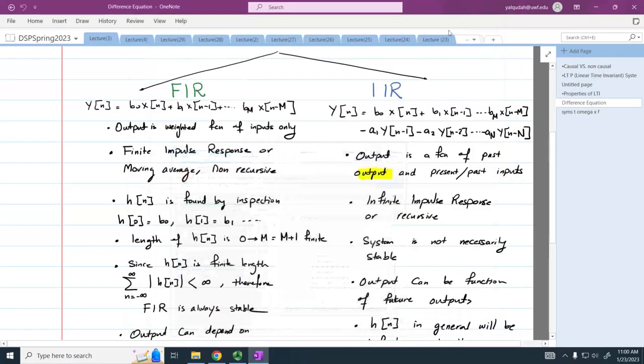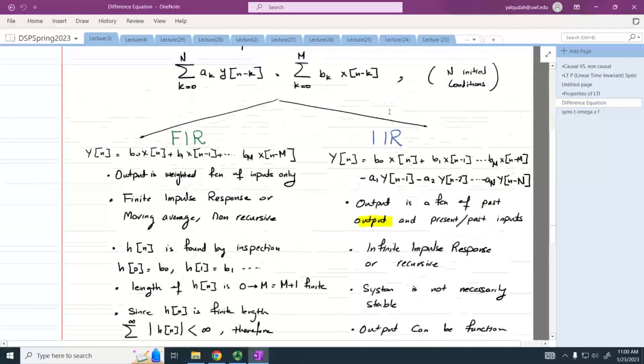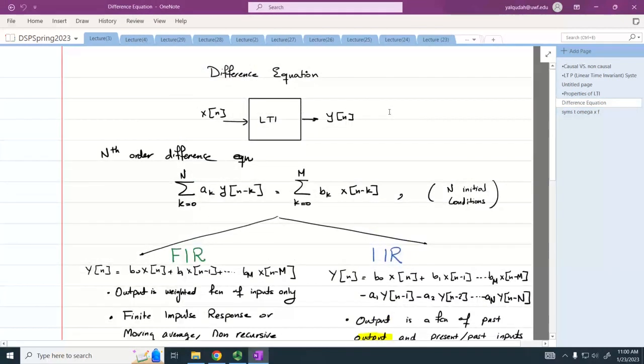Okay, so in the previous class, we looked at the properties of systems, and then we looked at one of the representations of a discrete time system, which is the difference equation. Now we say the difference equation, this is the general format for it. And depending on the expression that we have, we can identify two types of filters. One is the FIR filter, and one is the IIR filter.